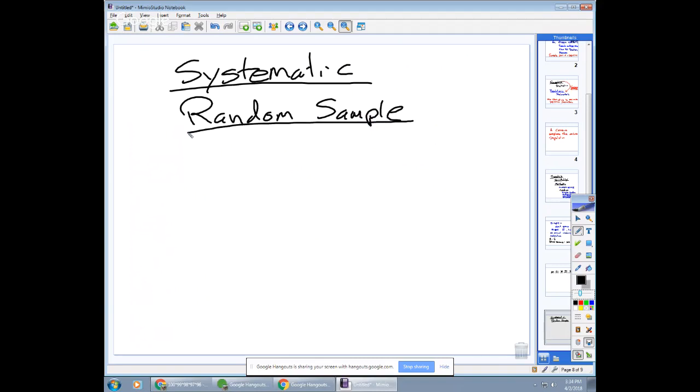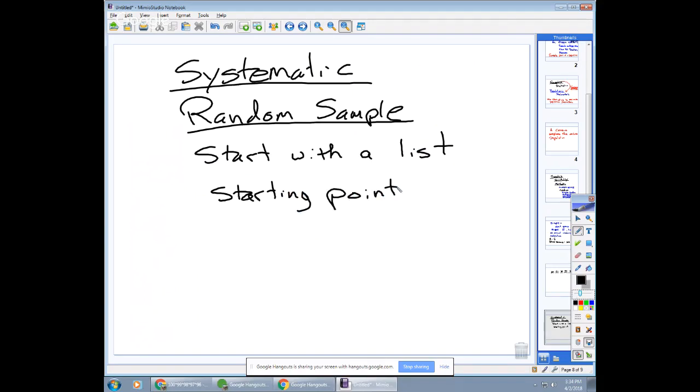And in a systematic random sample, usually what you want to have is some kind of list. And then from that list, you need a starting point. So for example, I'm going to start with the 7th person on the list. And then after the starting point, you need some kind of interval to choose the next person or thing.